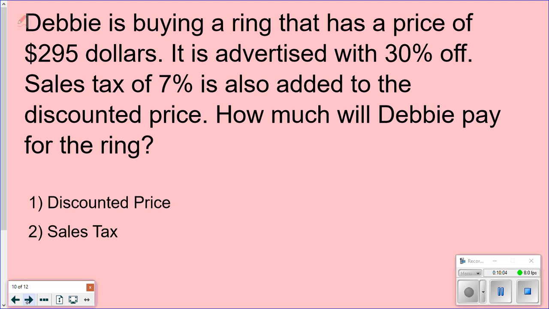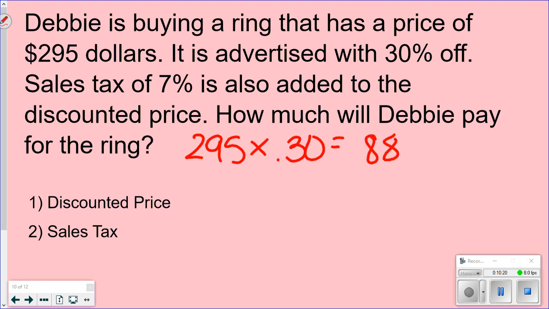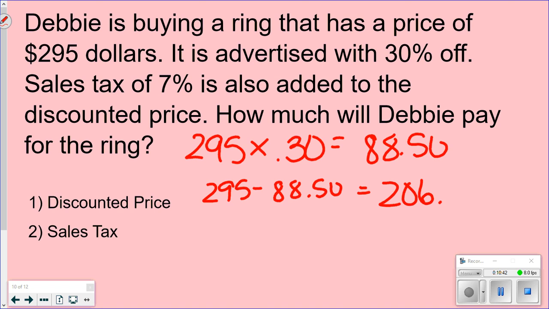So if your proportion, equation, whatever, I'm going to do an equation method. So it'd be 295 times 0.30. Now this is going to tell me what the discounted price. So I'm going to get $88.50 off of this ring. So now I say take 295 minus 88.50, and that's going to tell me what my ring is going to cost after my discount. Okay, so it's going to be $206 and I believe 50 cents.